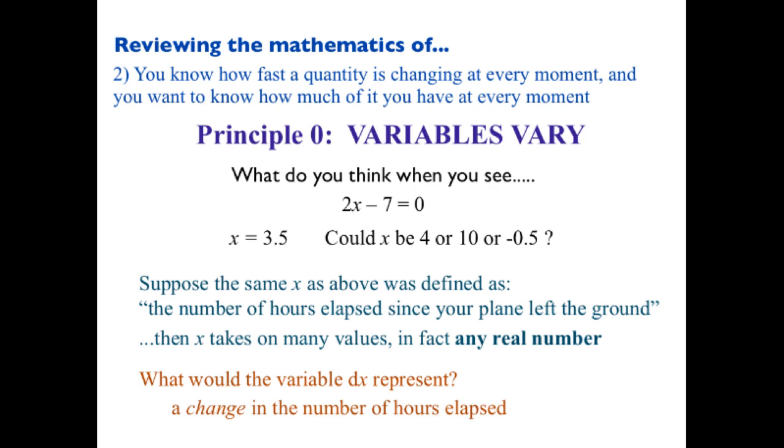So how is x equals 3.5 different from, say, dx equals 3.5? So x equals 3.5 means x was changing as you were flying, right? And as you were flying, there came this moment, x equals 3.5 hours. And then it was gone, and then x was greater than 3.5, right? But what would dx equals 3.5 mean?